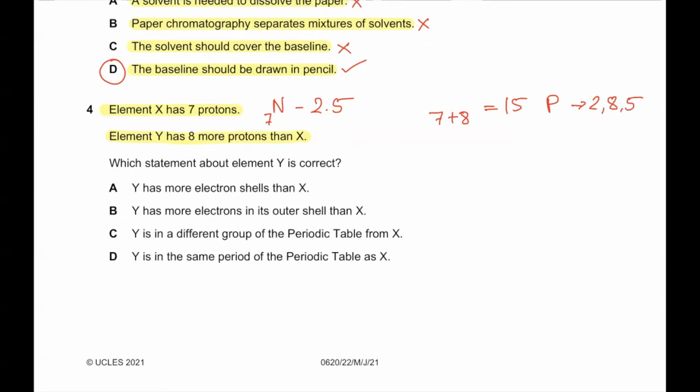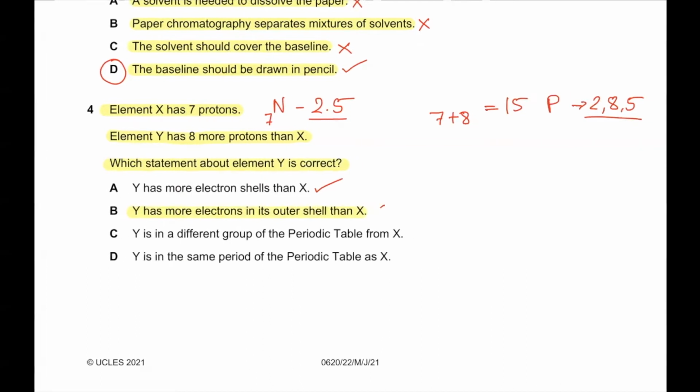Okay, which statement about element Y is correct? Y has more electron shells than X. Yes, definitely. We can see there are 2 electron shells, there are 3 electron shells. So A is the correct statement. Now let's see why the other statements are wrong. Y has more electrons in its outer shell than X. No, they have the same amount of electrons in the outer shell.